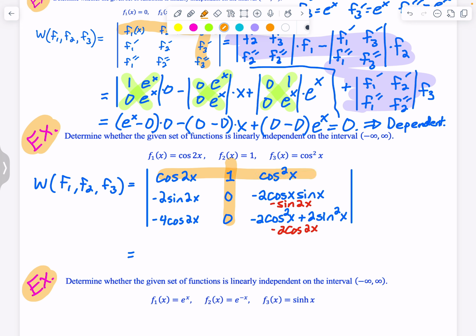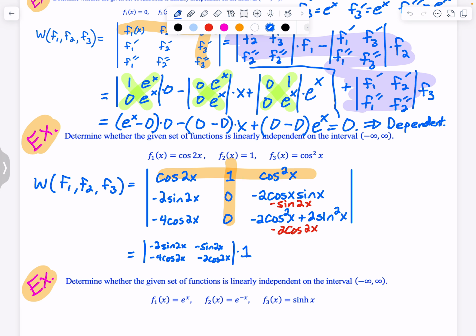So the first row, I mark down what's left: -2 sine 2x, -4 cosine 2x, negative sine 2x, and -2 cosine 2x. But it doesn't matter because that's times the intersection. Oh, it does matter in this one, times 1.